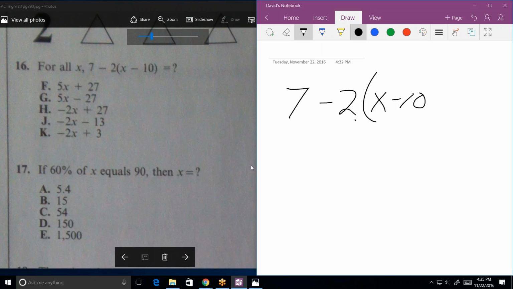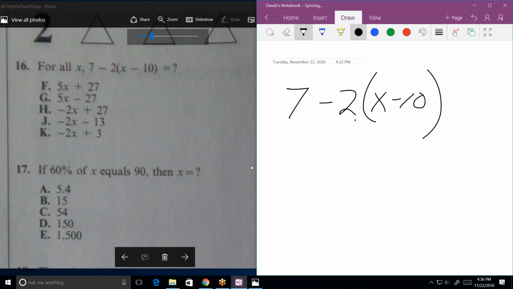So first, I forgot how to do these kind of questions. Distribute. Get rid of the parentheses. That's all. Do you always distribute first? Not always, but most of the time. In other words, if I put a square there, then I would not distribute. I would square the x minus 10. 7 minus 2x. 7 minus 2x minus 20 equals negative 2x minus 13.